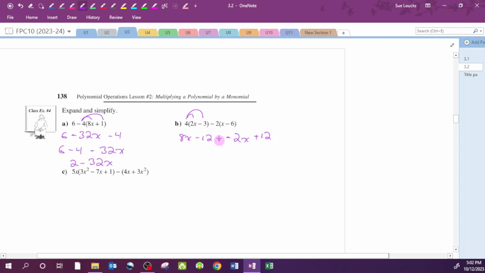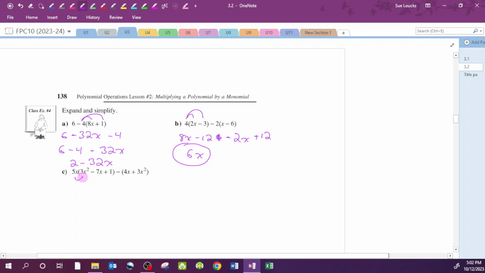So you can see that this plus here doesn't actually do anything. Okay, so that's why we don't usually bother writing it in there. So now I've got 8x minus 2x is 6x, and minus 12 plus 12 is 0, so the answer is just 6x.